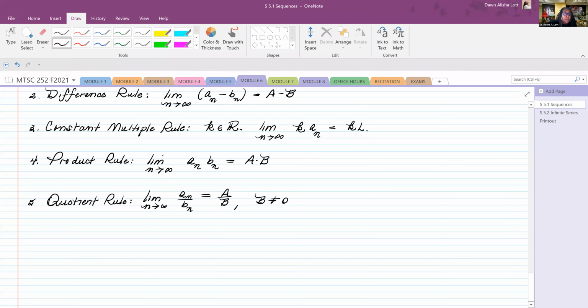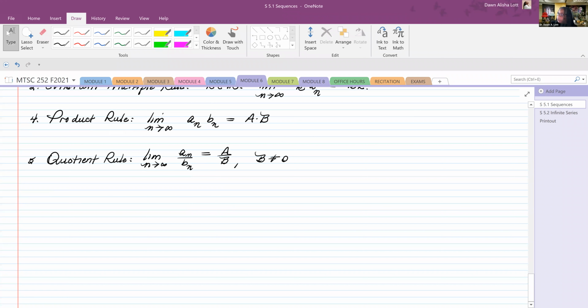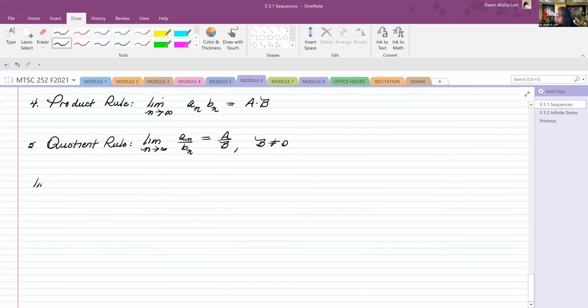Okay, so we already know that the limit as n approaches infinity of 1 over n is 0. So therefore the limit as n approaches infinity of 1 over n squared is the same as the limit as n approaches infinity of the sequence 1 over n times 1 over n. I know 1 over n goes to 0 and 1 over n goes to 0, so that's 0.